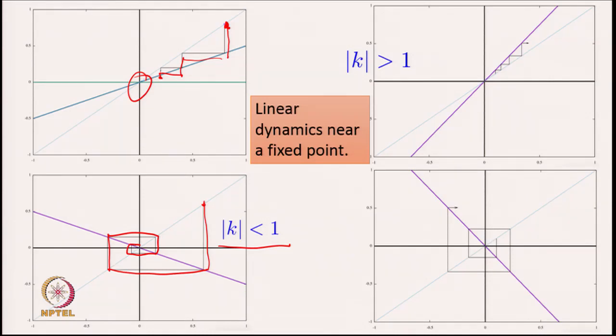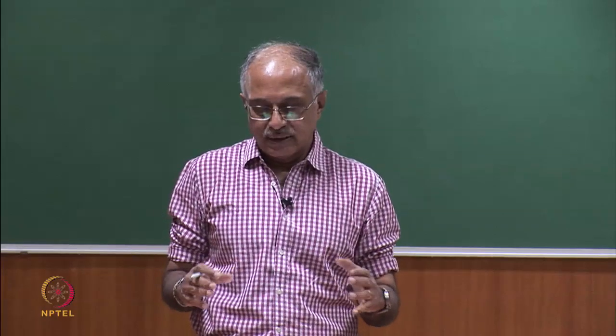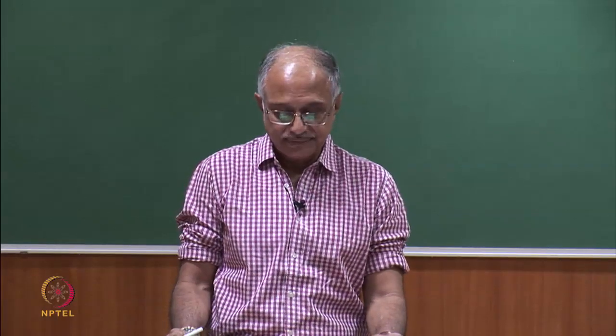On the other hand, if k is bigger than 1 in modulus, then if I start close to the fixed point, I very rapidly start moving outwards and will just move far away from the fixed point. On the other hand, if the slope is negative but bigger than 1 in modulus, then starting over here, it is pretty clear that I have to spiral outwards. So, the slope of the map near the fixed point determines whether or not the dynamics is going to be stable.